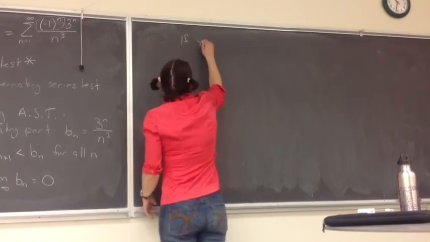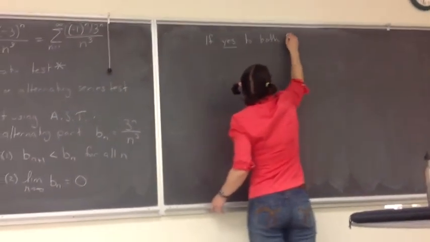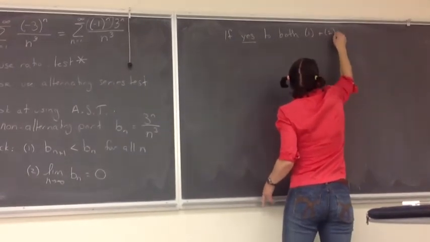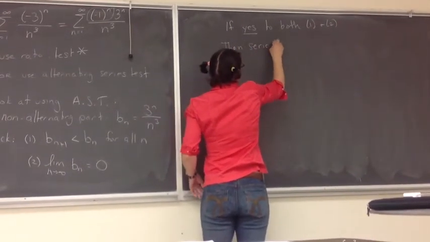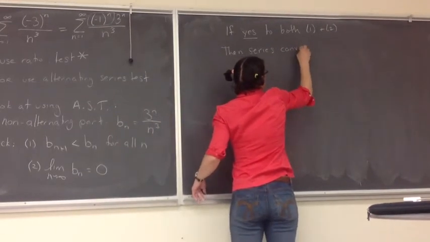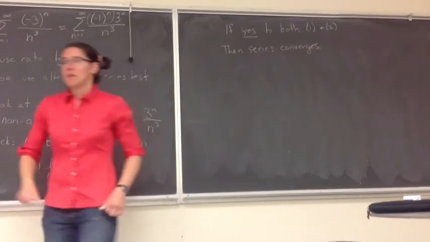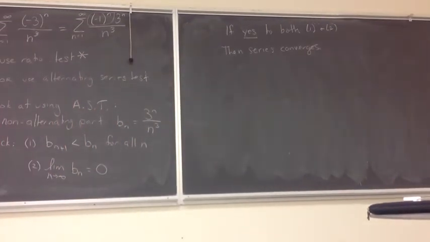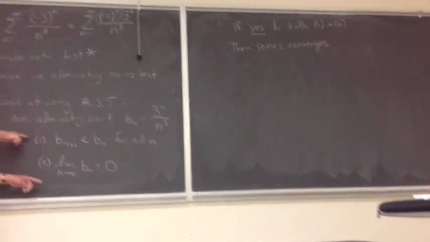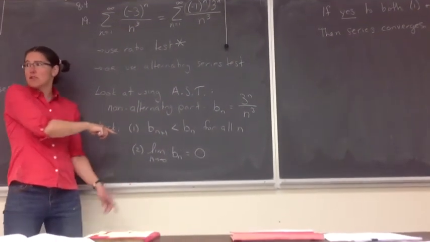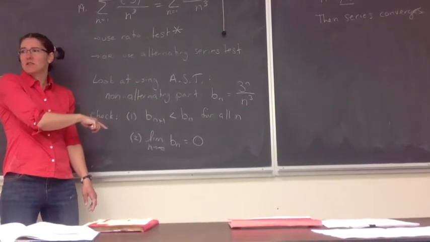So if yes to both 1 and 2, then our series converges. Now this is not an if and only if statement. And so if we get no to either statement 1 or statement 2, then the alternating series test tells us absolutely nothing.